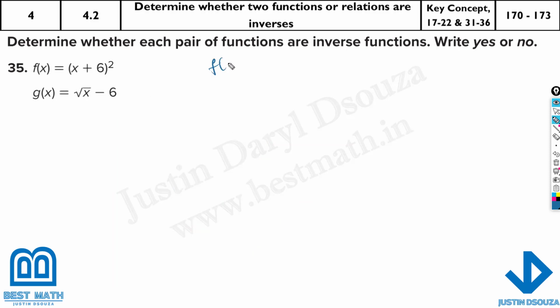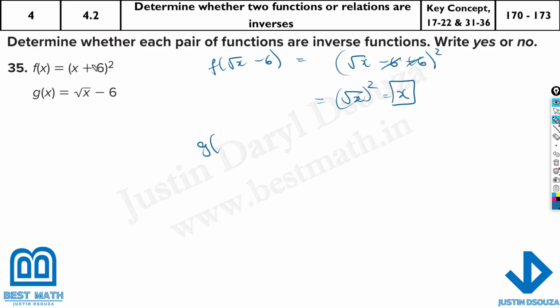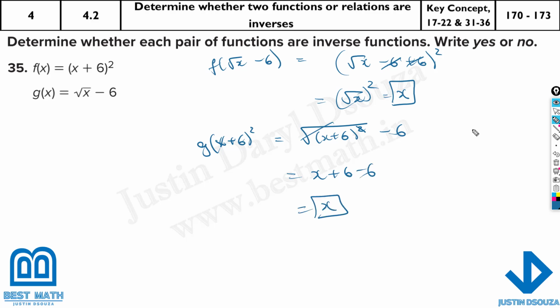Now we will find f of square root x minus 6. That will be over here square root x minus 6 plus 6 the whole square. But before we square it, cancel this minus 6 plus 6. So it's going to be square root x the whole square. That's x. Yes, absolutely. This is inverse. We can try the other way around as well. It's going to be g of, what's the function f of x? It's x plus 6 the whole square. That's going to be square root x plus 6 the whole square minus 6. Square root and square cancel out. x plus 6 minus 6. You're remaining with x. So these are inverse functions. So yes, they are inverses.